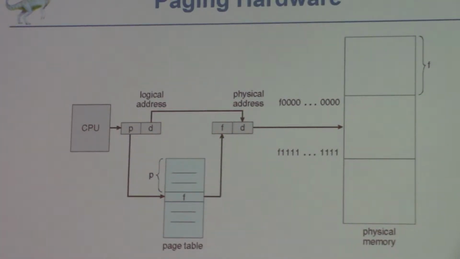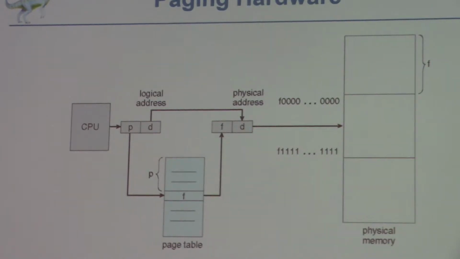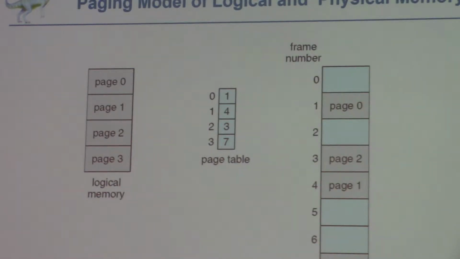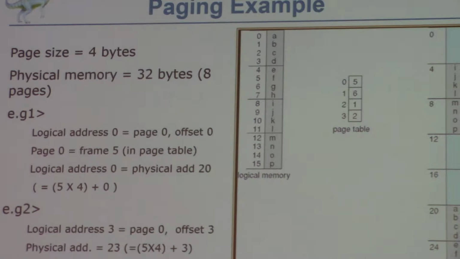So F, you can find the F, then finally add the offset, so you can access the physical location of your instruction. So this idea is always the same, okay? But depending on which scheme you use, it is slightly different. So this is one of the examples of using the page for the program and the physical memory. Then this is an example.